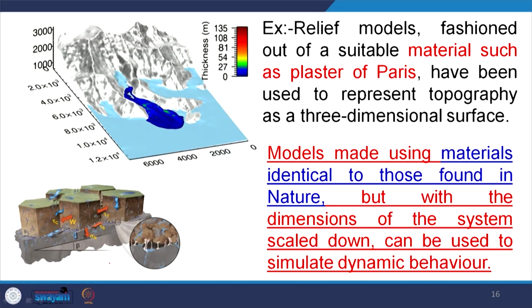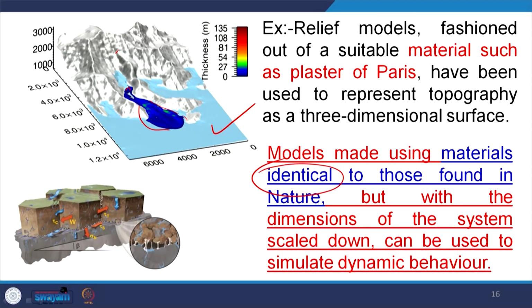For example, a relief model fashioned out of suitable material such as plaster of Paris. If you see in this figure, we have a model of a glacial system. We have used plaster of Paris to prepare the glacial system: the mountains, all these glacial erosional features, the arcs, the cirques, the glacial valleys, and finally the movement of the glacier, then the glacier melts here, these are the glacial lakes, then the rivers. So, in a glacial environment, whatever the features are, they are modeled through artificial material with proper scale, and this is called a scale hardware model.